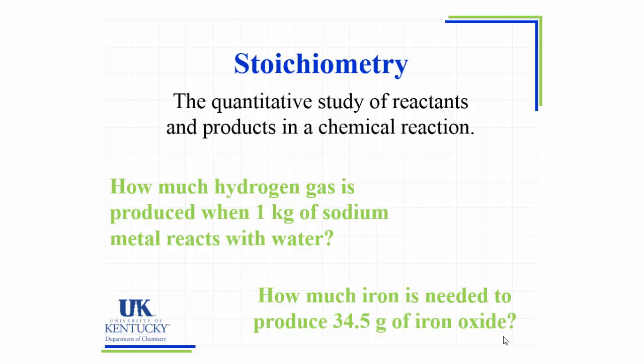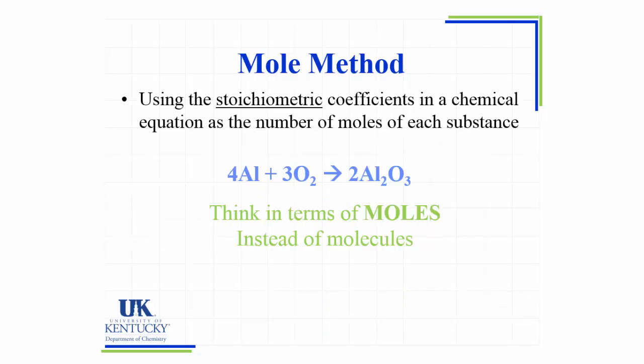Now, these questions involve masses of substances, either in grams or kilograms, and we will get to several examples using those units. But first, we need to start by looking at the molar relationships between the amounts of two substances in a chemical equation. To do these calculations, we're going to use something known as the mole method. This is where we use stoichiometric coefficients from a chemical equation as the number of moles of each substance. This allows us to write relationships between any two substances in the equation.